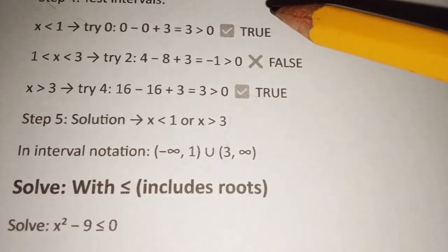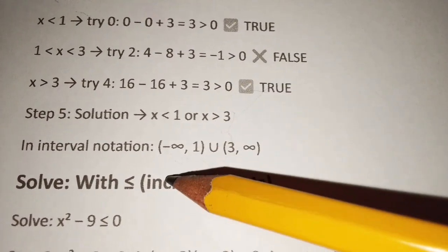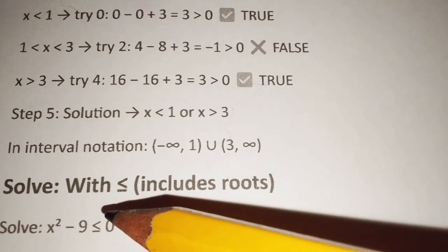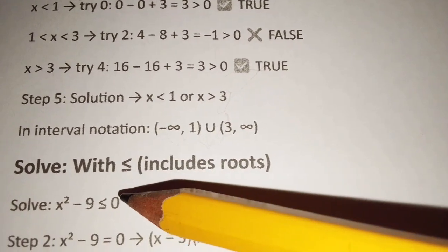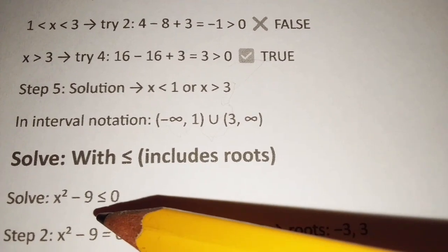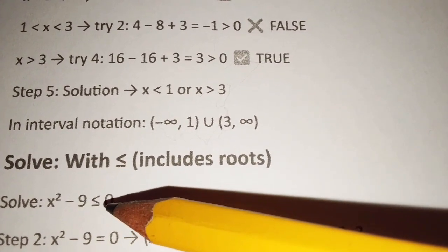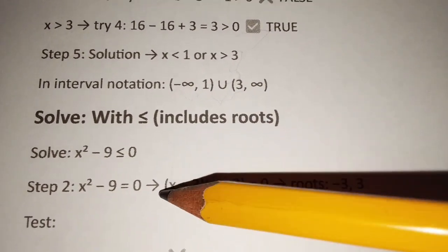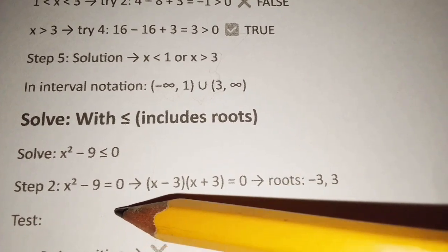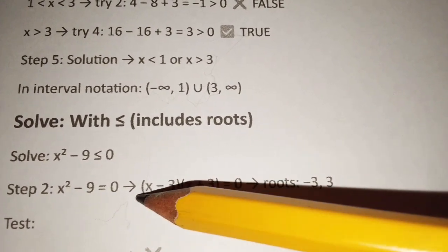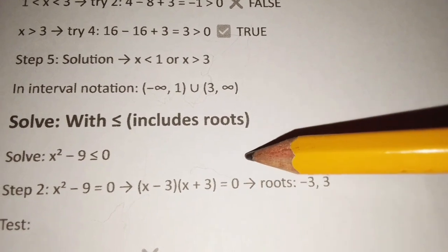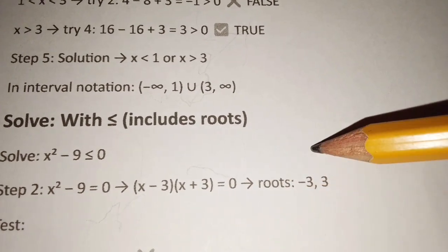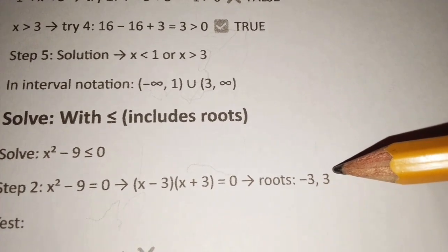Next, let's solve another problem, but this time it involves negative roots. Solve x squared minus 9 less than or equal to 0. Step 2, x squared minus 9 is equal to 0, which when factored becomes x minus 3 and x plus 3. Now we have the roots, negative 3 and 3.